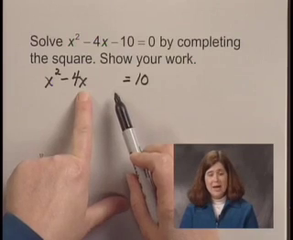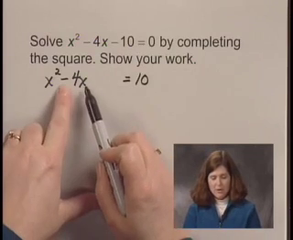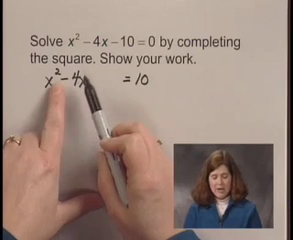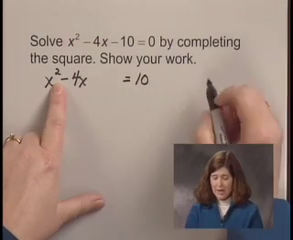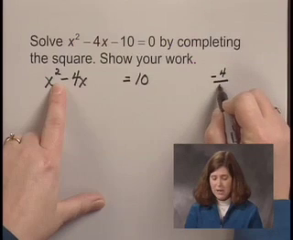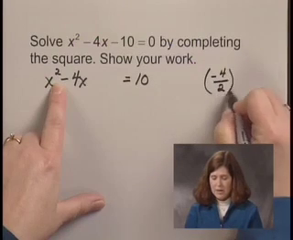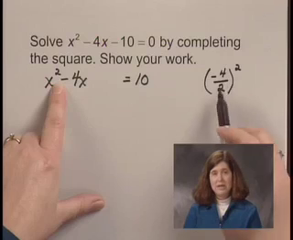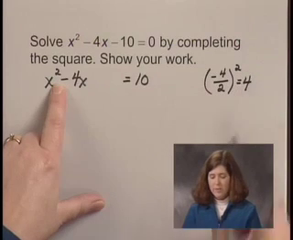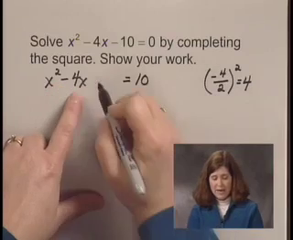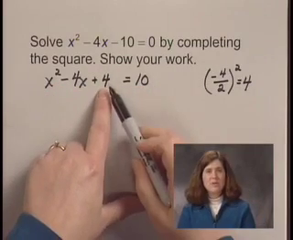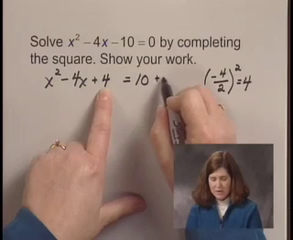What number do I add? Well, I look at the x term. I have negative 4x. I look at the negative 4. I take negative 4, divide it by 2, and square it. That would be negative 2 squared, which would be 4. That is the number that I want to add here. Well, of course, if I add a number on one side of an equation, I have to add it on the other side as well.